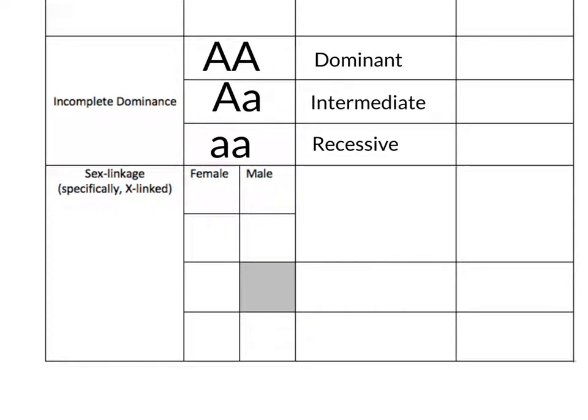So if I were to illustrate this, we'd have our dominant black hair, our recessive white hair, and then the heterozygote would be some kind of mix between, or a gray.